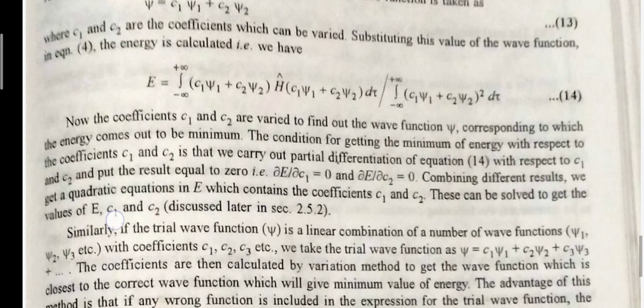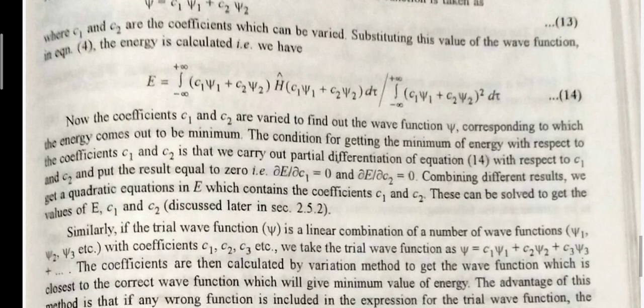The condition for getting the minimum of energy with respect to the coefficients C1 and C2 is that we carry out partial differentiation of equation 14 with respect to C1 and C2 and put the result equal to 0. Combining different results, we get a quadratic equation in E which contains the coefficients C1 and C2. This can be solved to get the values of E, C1 and C2.